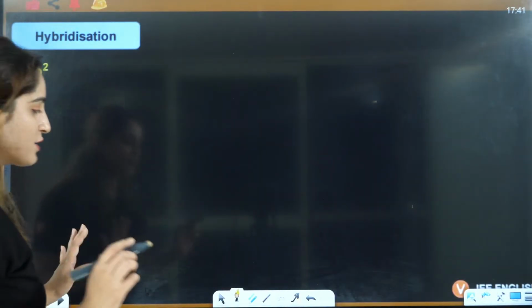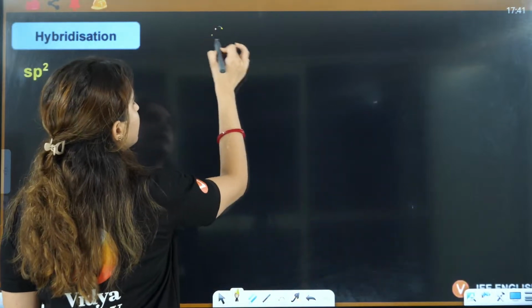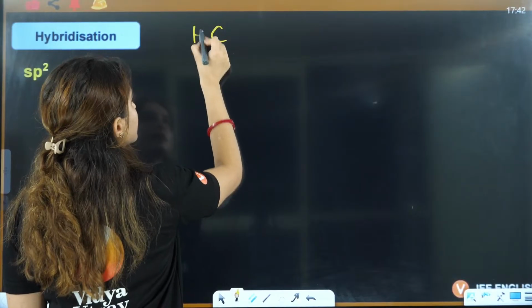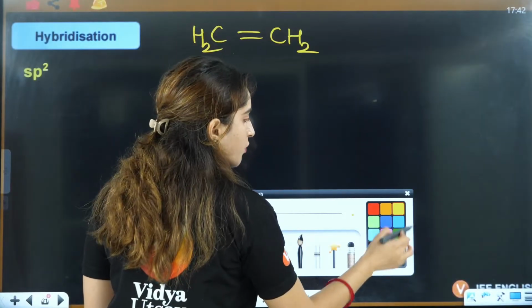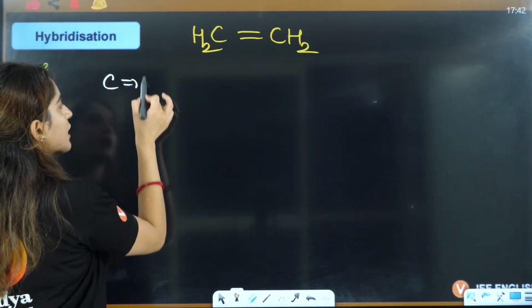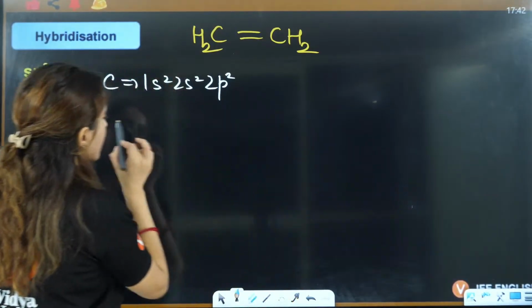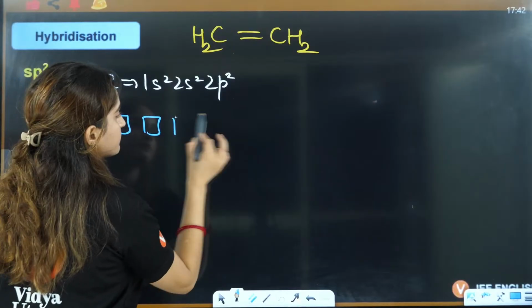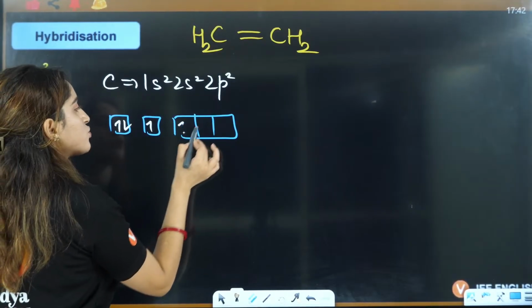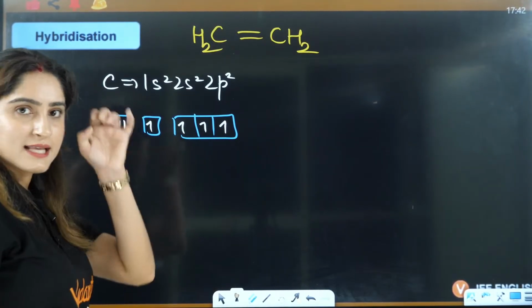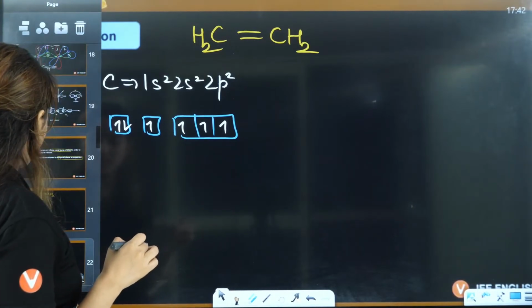So let's talk about sp2 hybridization. This is in the case of ethene, which you can write as CH2 double bond CH2. Let's see how it is formed. When you talk about carbon, again it is 1s2, 2s2, 2p2. I'm just directly going to write the excited state now, and only the outermost orbitals are being discussed here. 1, 2, 3, 4. This is the excited state.